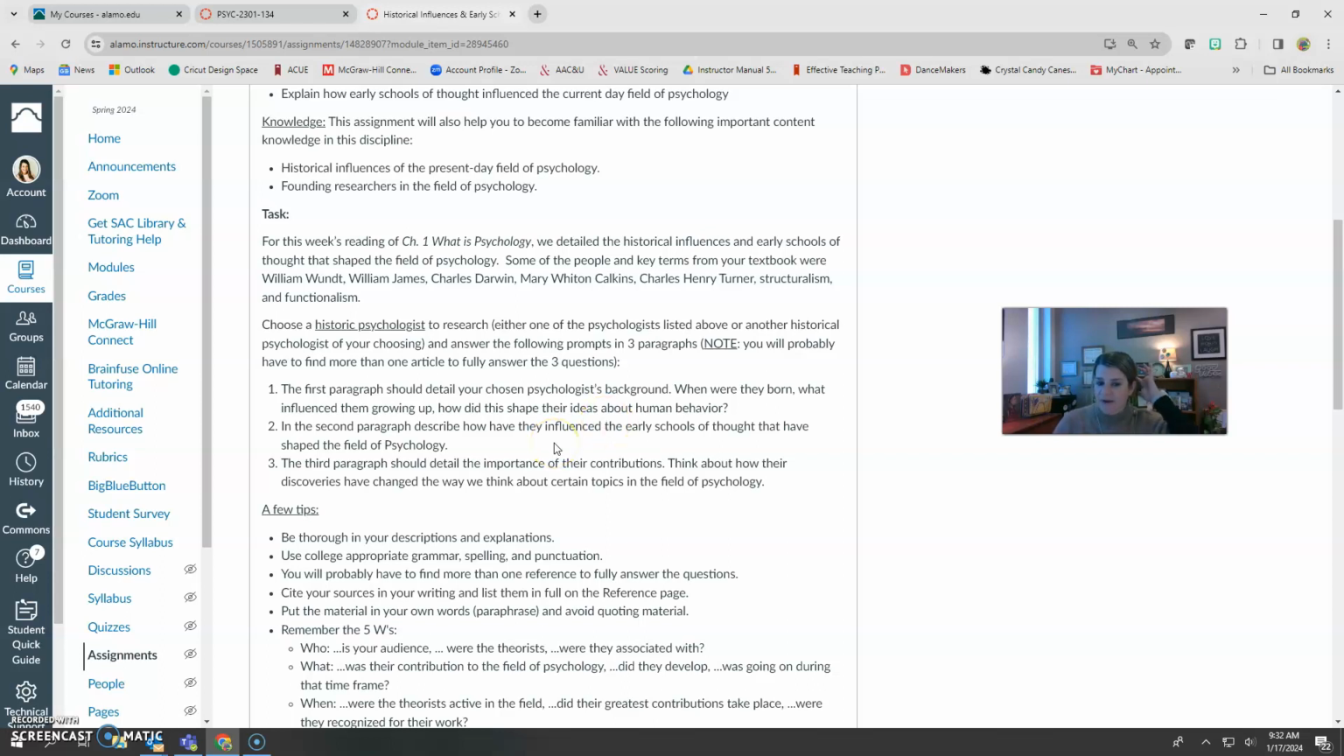In the second paragraph, you're going to tell me how they influenced the early schools of thought that shaped psychology. That's what you're going to be learning about in chapter 1. As you deep dive into the psychologist that you choose, you're going to see that connection, and it will say they were associated with this school of thought, and this is why they believed in that school of thought. You're going to find that information very easily. And then the third paragraph is about their contribution. If I chose, for instance, Wilhelm Wundt, he set up the first psychological laboratory. So obviously I would talk about that being his major contribution to the field of psychology. So 3 paragraphs.